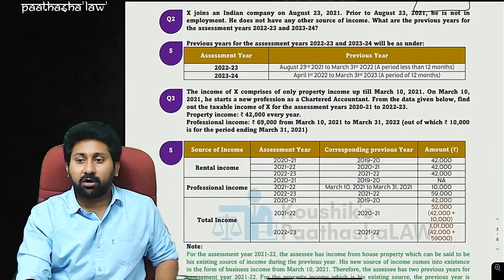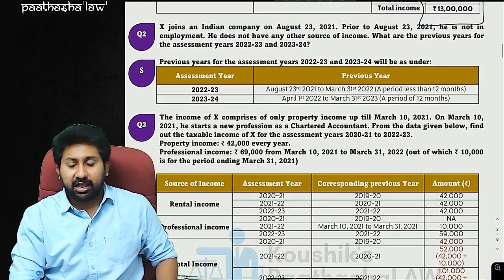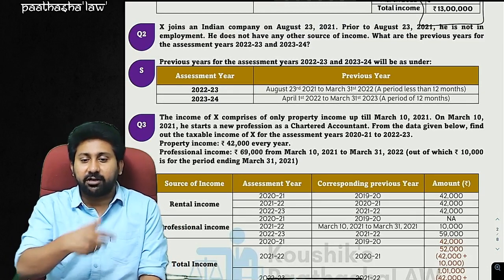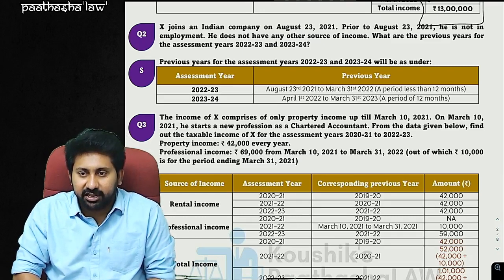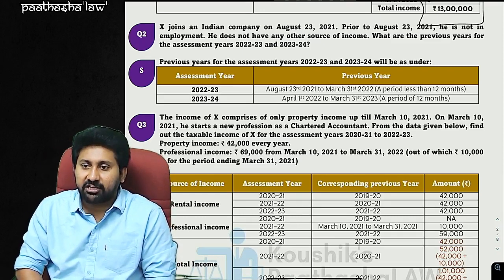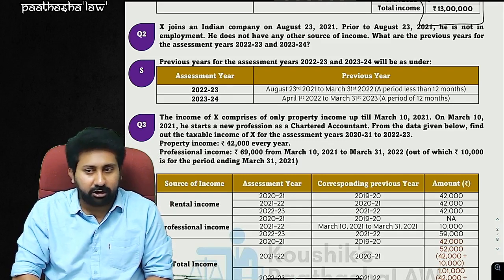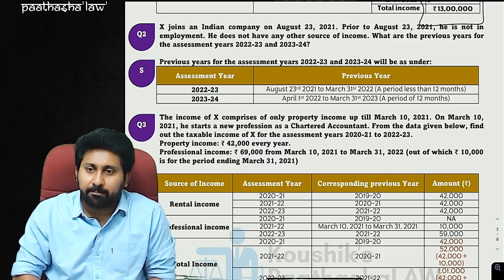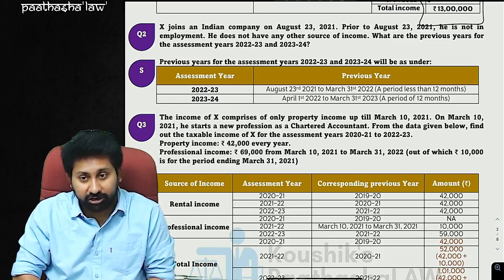Next, what is the second one? The second one we are going to deal with is an extra source of income coming, a new source of income coming into existence. How? Let's see. X joins an Indian company on 23rd August 2021. Prior to 23rd August 2021, he is not in employment. He does not have any other source of income. What are the previous years for assessment year 22-23 and 23-24?